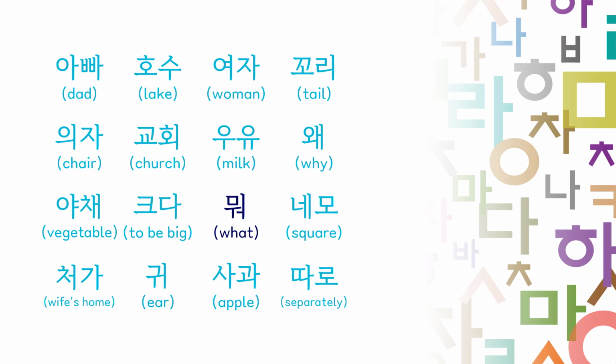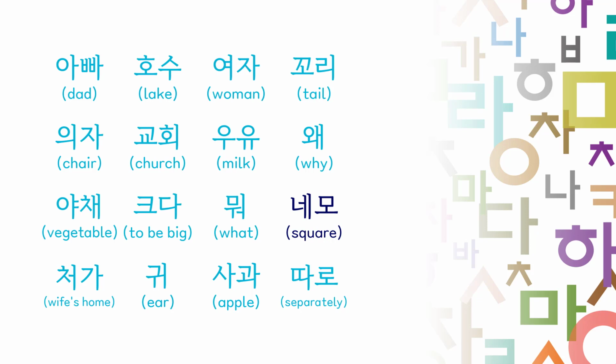The next word is 뭐, 뭐. And this means what in Korean. And we use the consonant mium with the vowel wo. So it's 뭐.